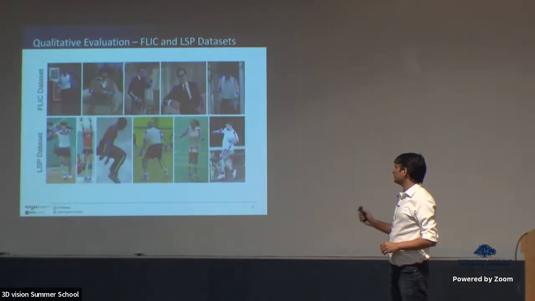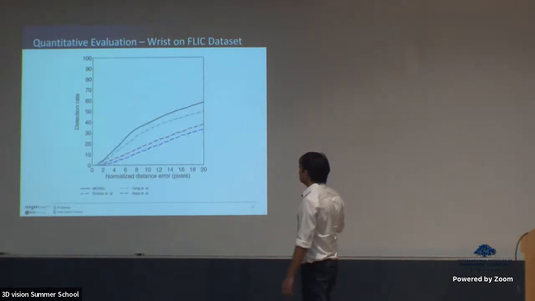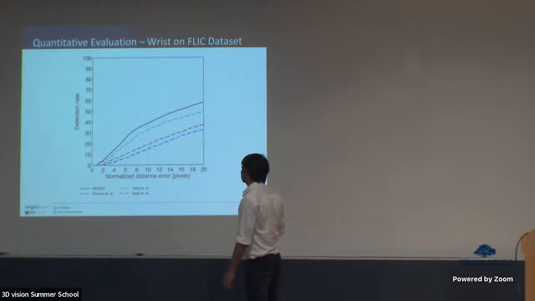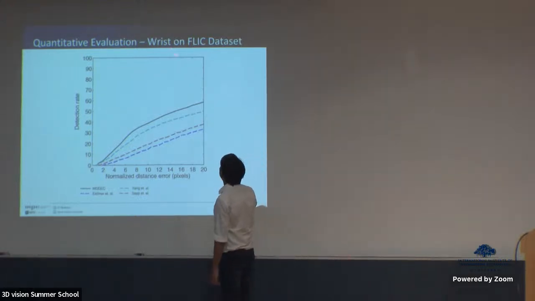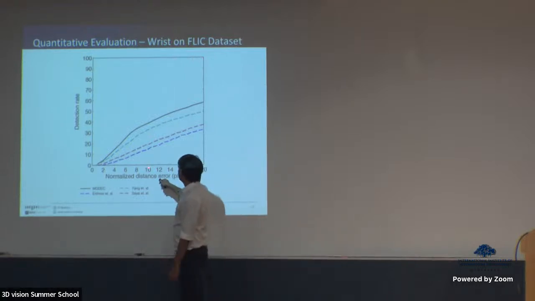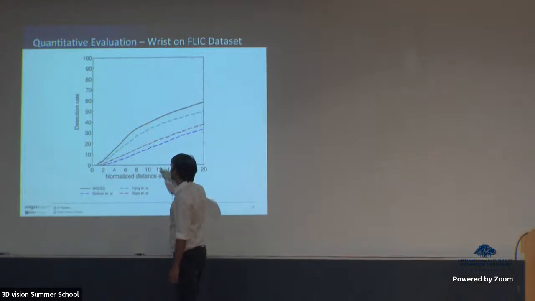These are some qualitative results, not interesting. I'll show you better later. But what is interesting is these are results till 2013, right? On the y-axis, you have the detection rate, and on the x-axis, you have the normalized distance error. This is for the wrist joint on the FLIC dataset. And what it means is, let's say this 10, right? So with less than or equal to 10 pixel error, you get about 40% of the dataset right.